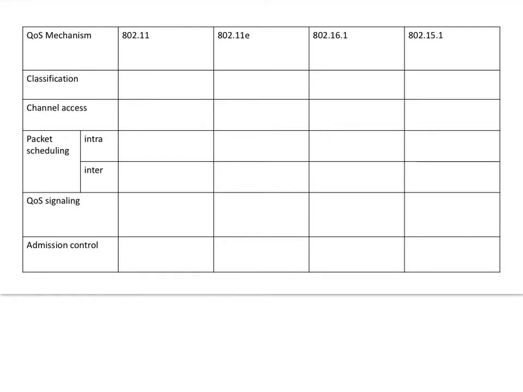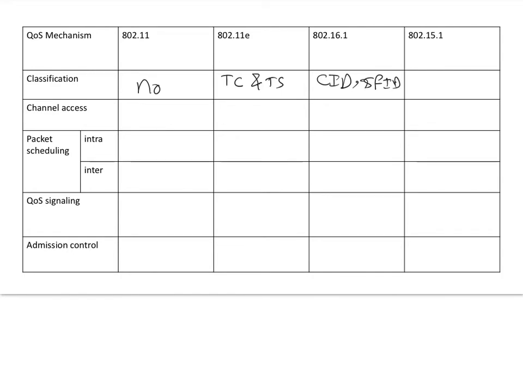what is the classification for the case of 802.11? There's no classification. We don't have any quality of service for 802.11. For here, we do have classification, right? For here it was based on what? It was based on TC and TS. So these traffic classes and traffic specs, or TSPECs, can support some classification. For 802.16.1, again, it's based on connection ID and service flow ID.